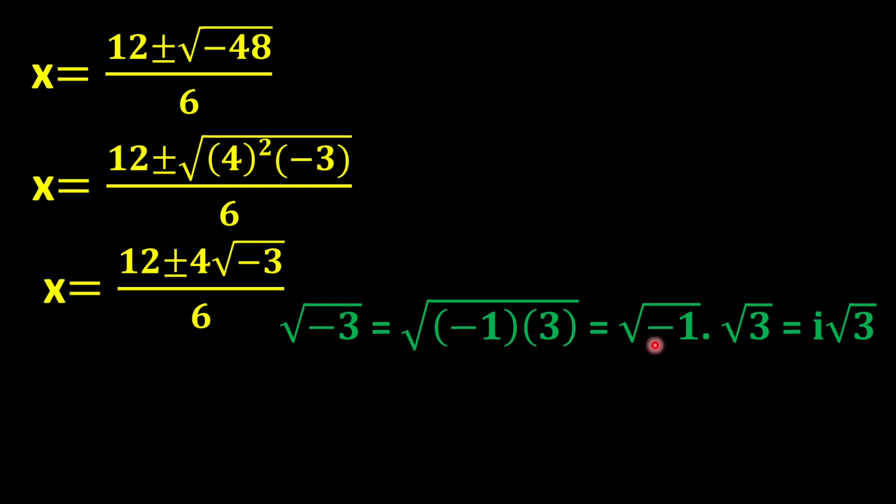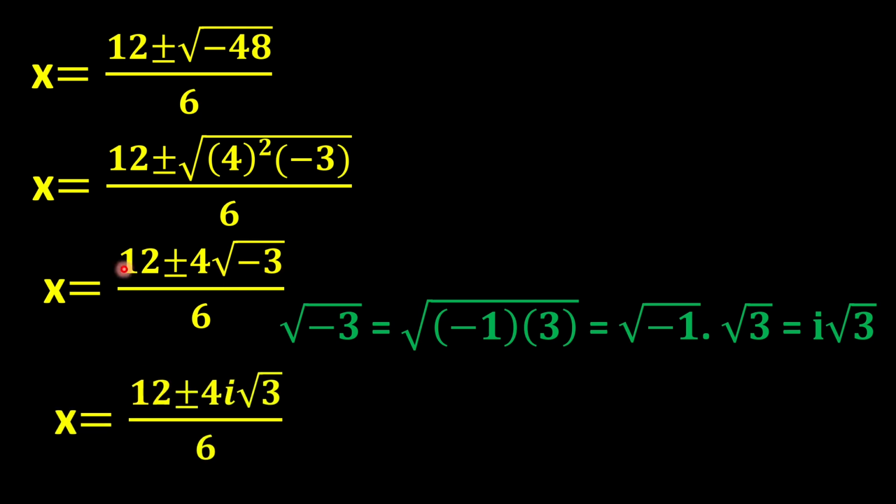And similarly, we can write this as under root minus 1 into under root 3, because we can write the square root on both separately. And then this square root of minus 1 equals iota, as we know by the mathematics formula. So we will write iota over here. So this will become iota under root 3.